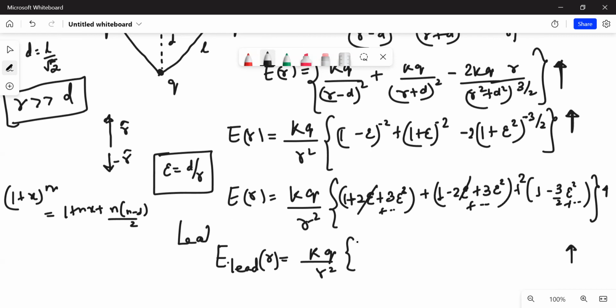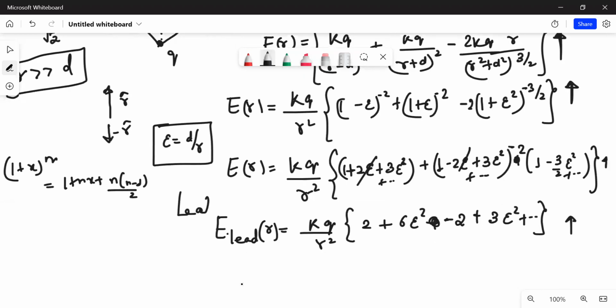I don't know where I've got wrong, so let's see once again. This is 2 plus 6 epsilon squared, and then it will be plus. No, this is minus. I'm so sorry, this is minus. This will be minus 2 plus 3 epsilon squared. So there would be an additional bracket, I'm not interested. I'm just interested in the leading term.